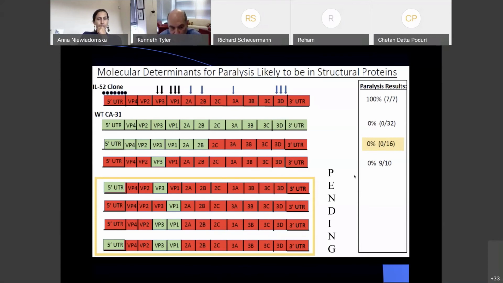I should also say that there's some very cool work going on from Raul Andino and colleagues doing the exact same type of thing, but with a little different mouse strain and mouse model, and a little different set of parental viruses. Next slide.